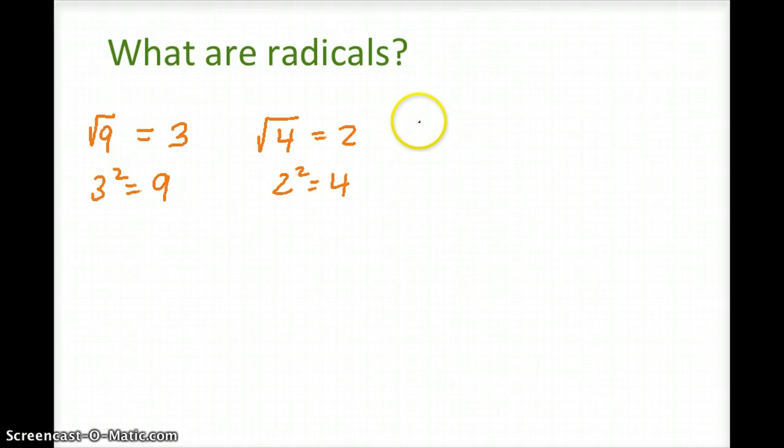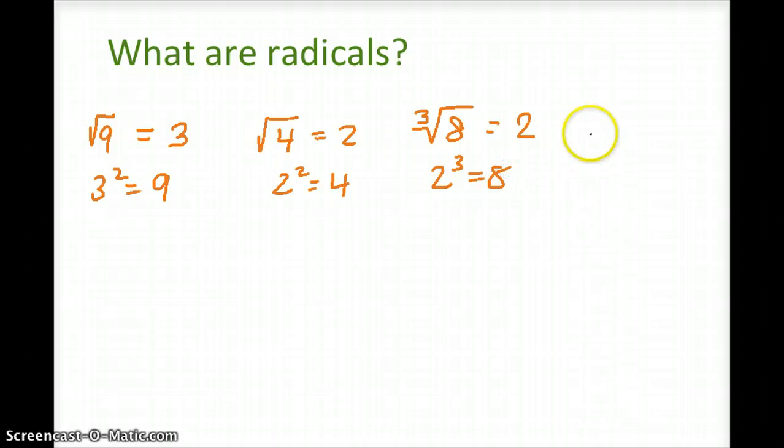But there's also a cube root, where there's a small number here, and it's called the index number, I think. Let's say we have the cube root of 8. This is asking us what number cubed equals 8. And this is 2, because 2 cubed equals 8. And it goes further. There's a fourth root and a fifth root and sixth root and on and on.